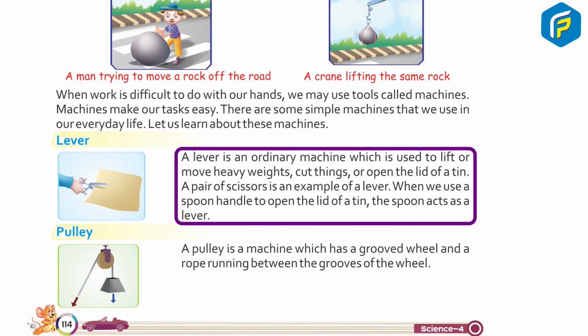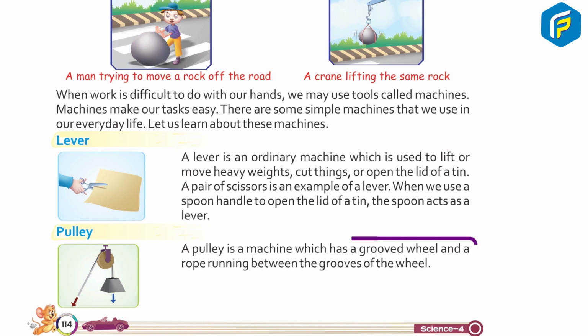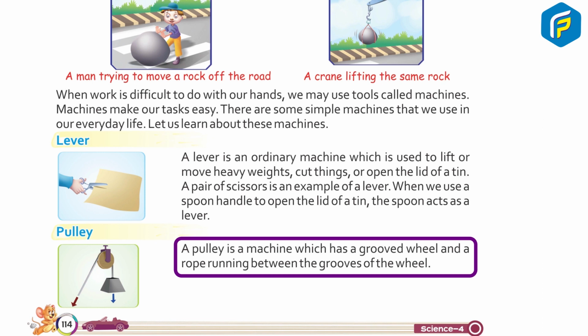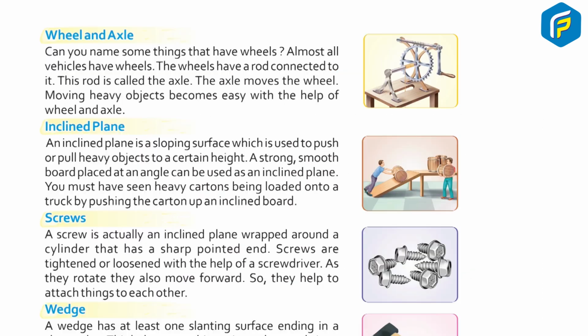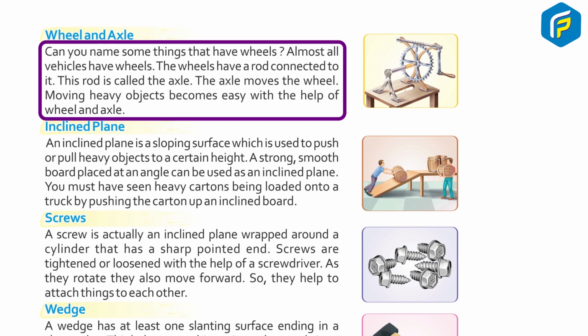Lever. A lever is an ordinary machine which is used to lift or move heavy weight, cut things or open the lid of a tin. A pair of scissors is an example of a lever. When we use a spoon handle to open the lid of a tin, the spoon acts as a lever. Pulley. A pulley is a machine which has a grooved wheel and a rope running between the grooves of the wheel.